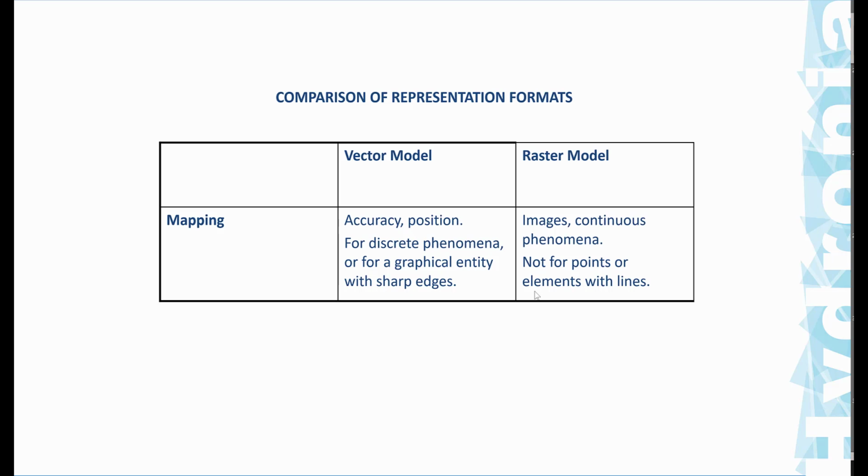In terms of mapping, and also summarizing the advantages and disadvantages, the vector model produces very accurate mapping with exact position, and it's useful for discrete phenomena and entities that have very precise edges or geometrical definition. In the case of the raster model, it's more applicable to images also, or continuous phenomena that could be the rainfall distribution or the depth distribution or the velocity distribution and that type of thing.